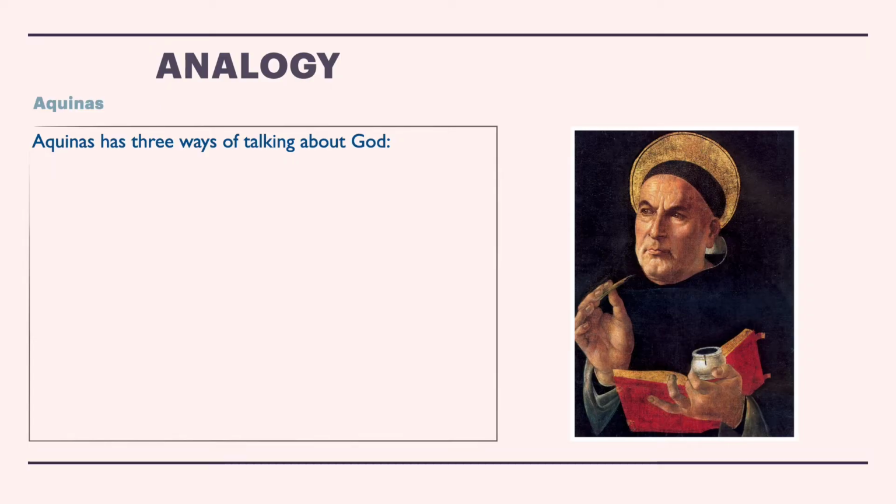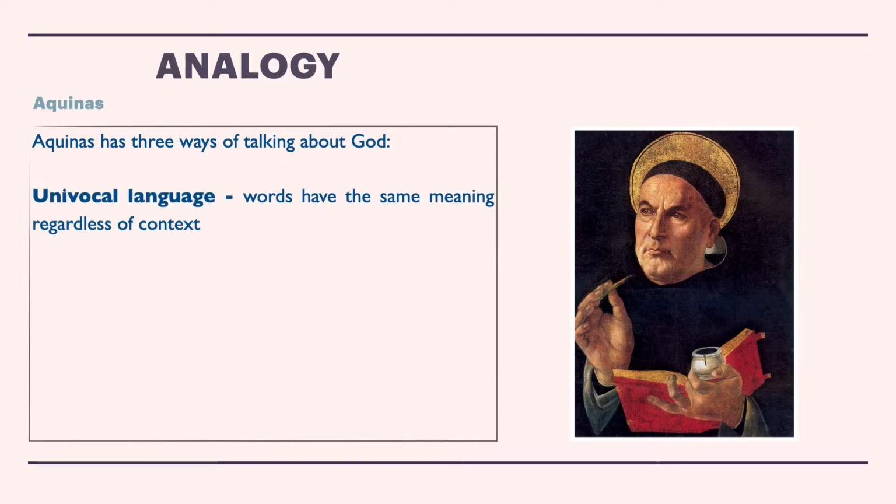But here he's got three ways of talking about God. The first is using univocal language. And this is when language, words, have the same meaning regardless of the context. If, for example, your parent instructed you to be home by 10 p.m. and that was your curfew, there is simply no room for any other meaning because they've made it absolutely clear. It's 10 p.m. There is no other meaning for 10 p.m. that you would be able to use. And so there's no doubt at all.